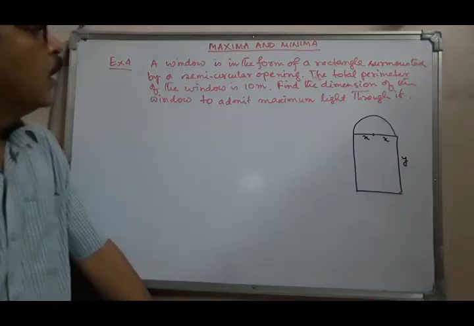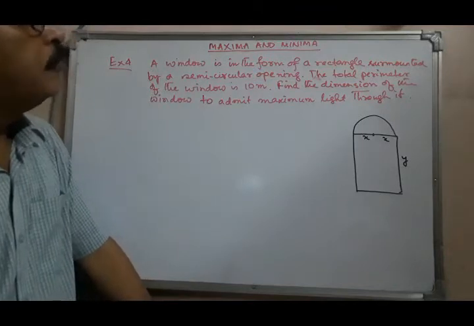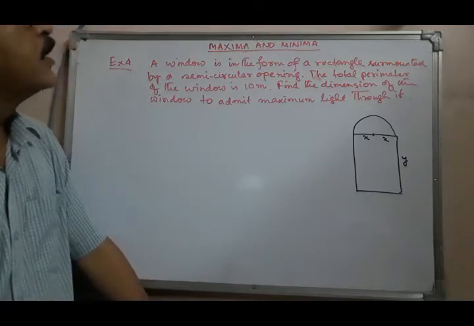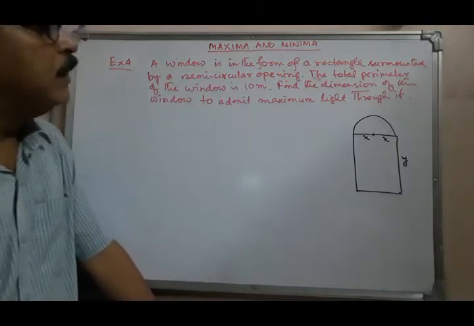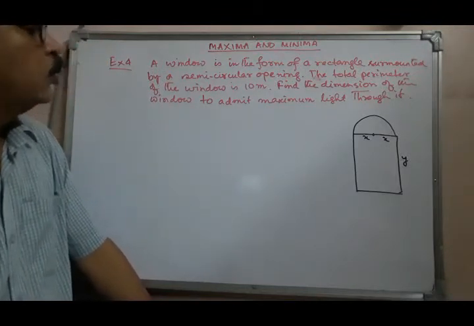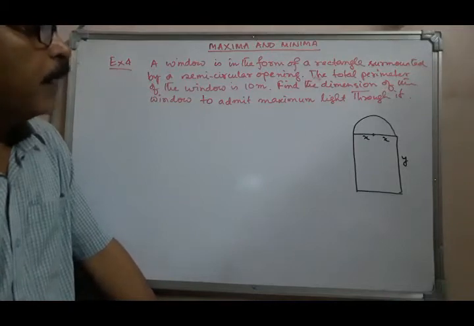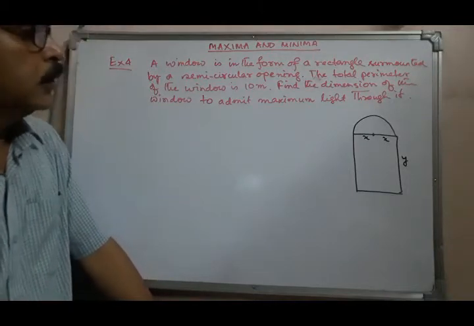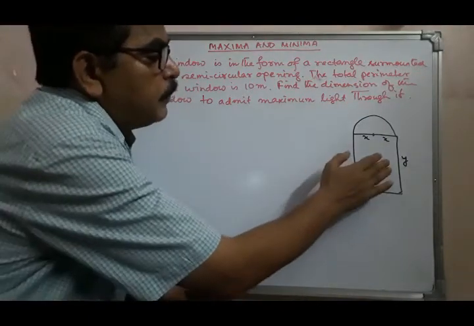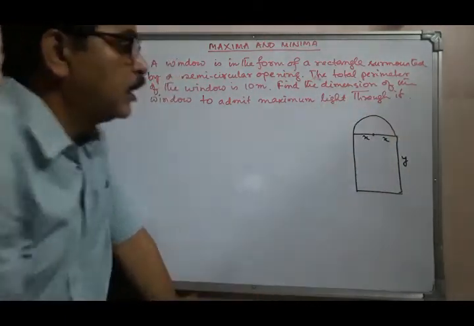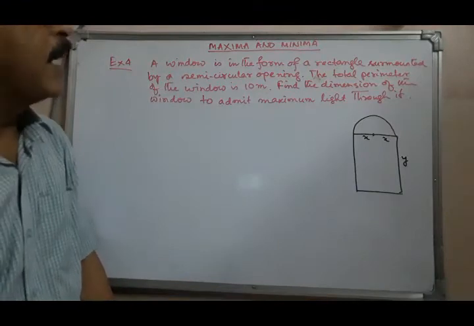Example 4. A window is in the form of a rectangle surmounted by a semicircular opening. The total perimeter of the window is 10 meters. Find the dimensions of the window to admit maximum light through it. To admit maximum light means the surface area of the rectangle plus semicircle together will be maximum.